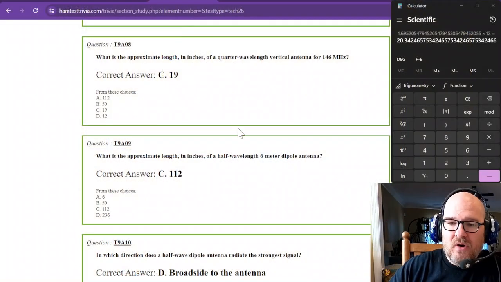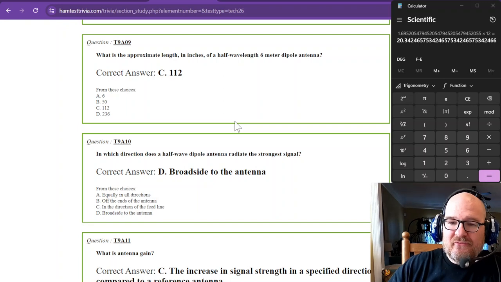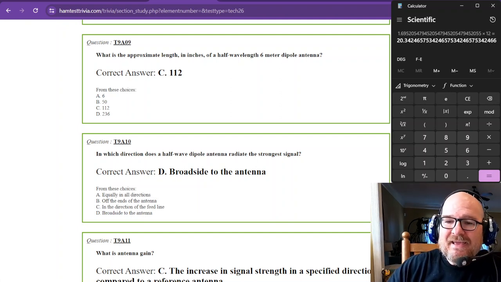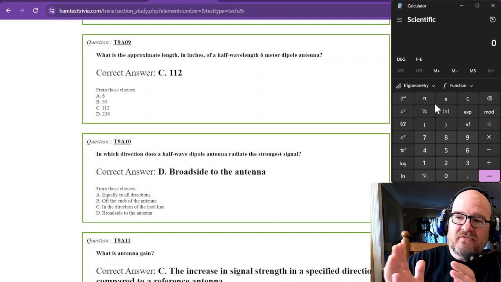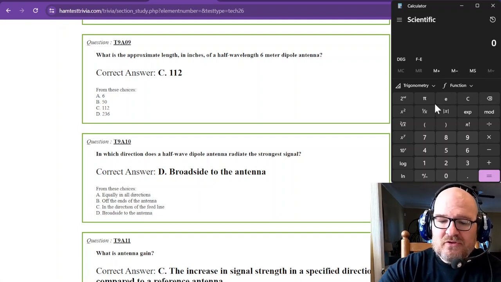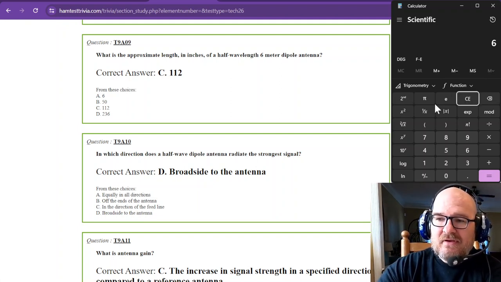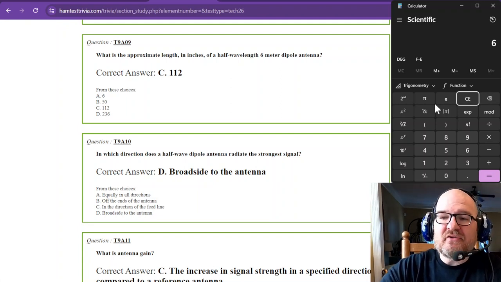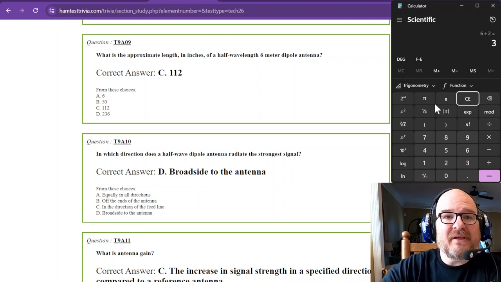Let's do one more. This one is a different formula. You won't need to use the 300 divided by the frequency in megahertz. This one tells you it's a 6 meter dipole. So there's two poles, 6 meter dipole antenna. It's going to be a half wavelength. So it's asking you in inches, we need to convert from meters to inches. So you have 6 meters and it's a half wavelength. So you divide by two. Now we're stuck with 3 meters.